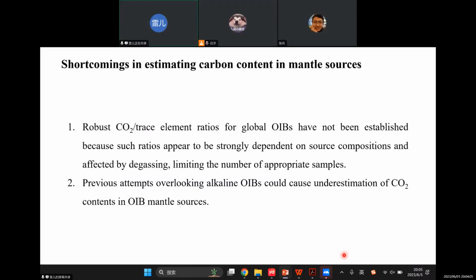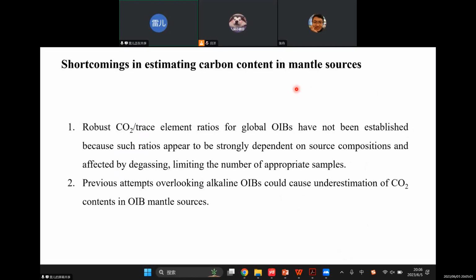Then we look at this paper. Why did they do the carbon budget work? I think there are some shortcomings in estimating carbon content in the mantle source. The first: previous studies proposed that carbon dioxide shows a constant ratio with some incompatible elements such as Nb and Ba, but unfortunately, there's no robust carbon dioxide to trace element ratio for the global OIBs because such ratios appear too strongly dependent on source compositions and are affected by degassing.